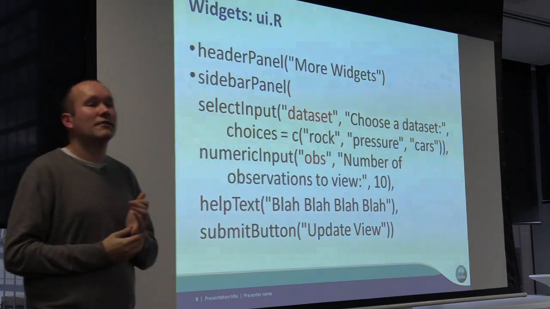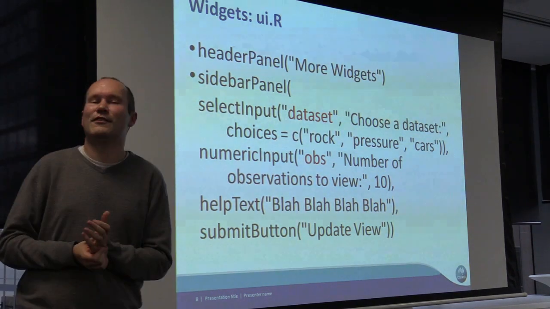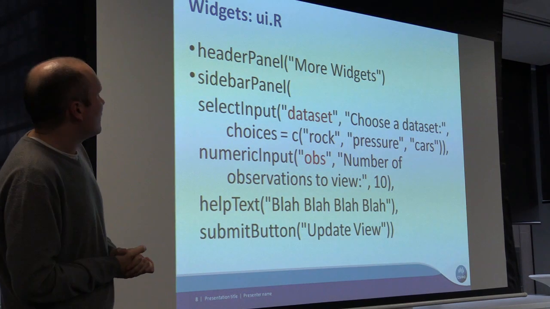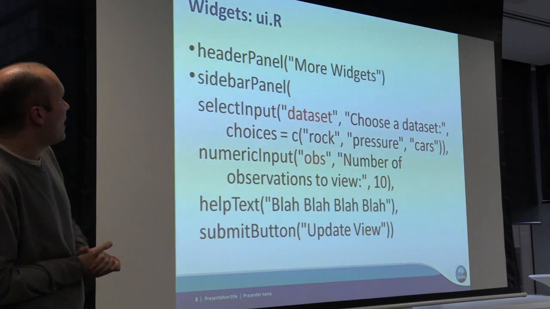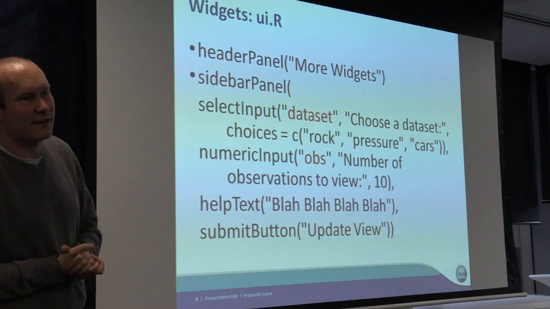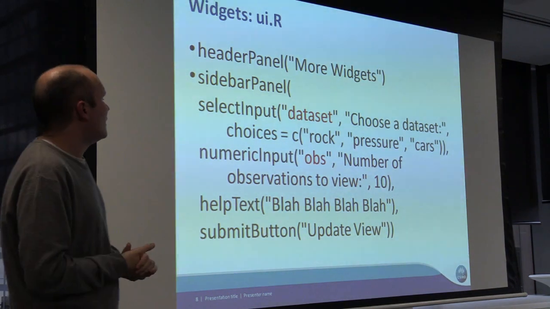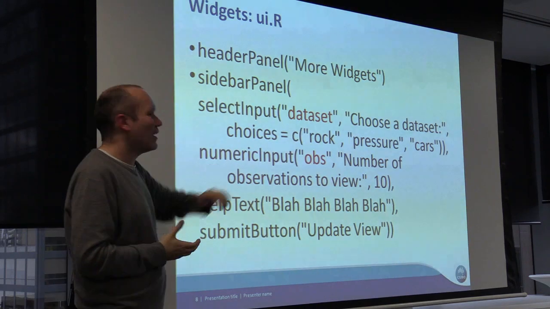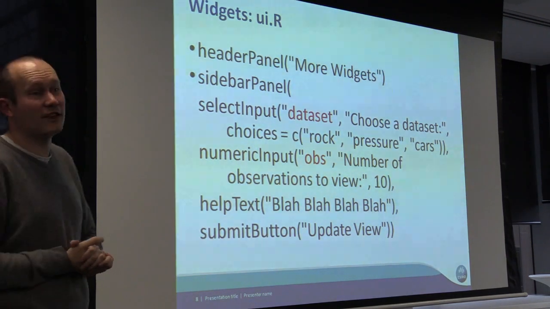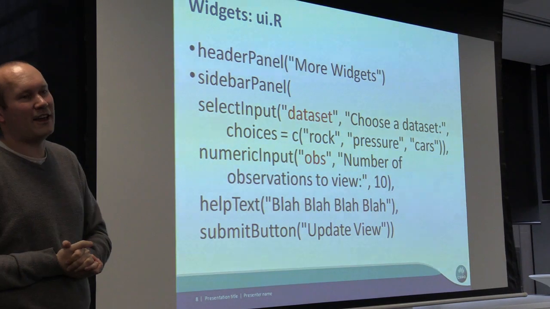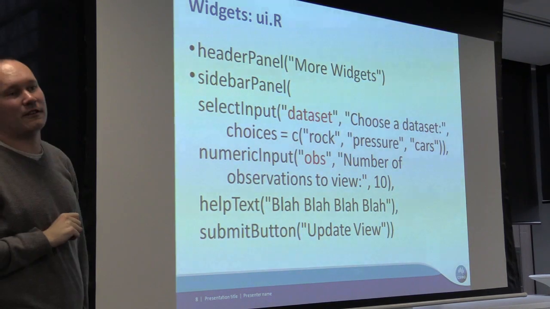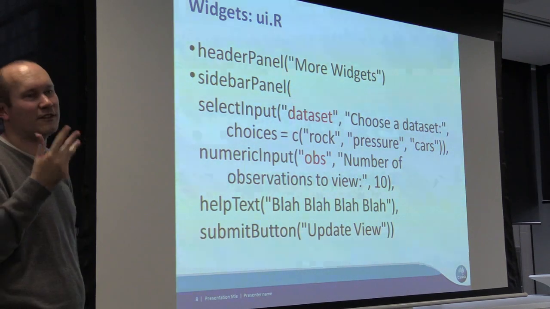You have select input, which gives you your drop-down menu, drop-down list. So you can only choose one of them. Again, we have choose a data set, which was what was written above the menu. Then the choices for the menu, and dataset, in this case, is the identifier. You can write whatever you like in there, it's the identifier. The numeric input is specified using the numericInput function. Again, number of observations to view is written just above that, and 10 is the default value. So when we opened it up first, it started with 10. So the thing to notice is that in our sidebar, we've got these four elements corresponding to the four functions: selectInput, numericInput, helpText, and submitButton.